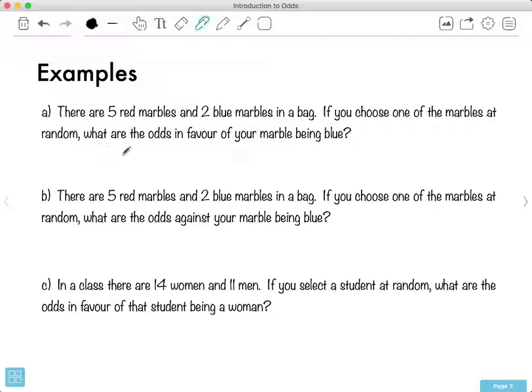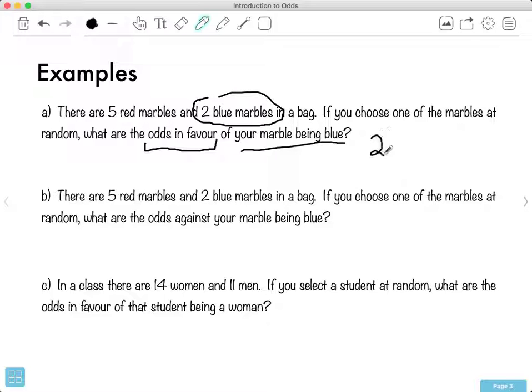In the first example, we've got 5 red marbles and 2 blue marbles in a bag. If you choose one of those marbles at random, what are the odds in favor of your marble being blue? Odds in favor means what are the odds that this is actually going to happen. So I ask myself, how many of these outcomes, there's 7 marbles, 7 possible outcomes, how many would I consider successful? Well, I have 2 blue marbles. Those are my successful outcomes.